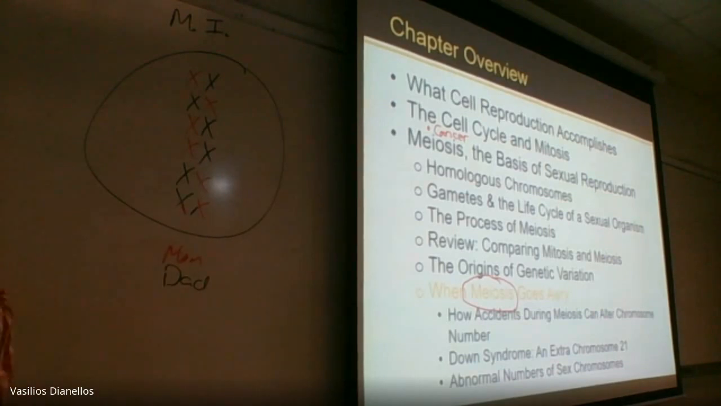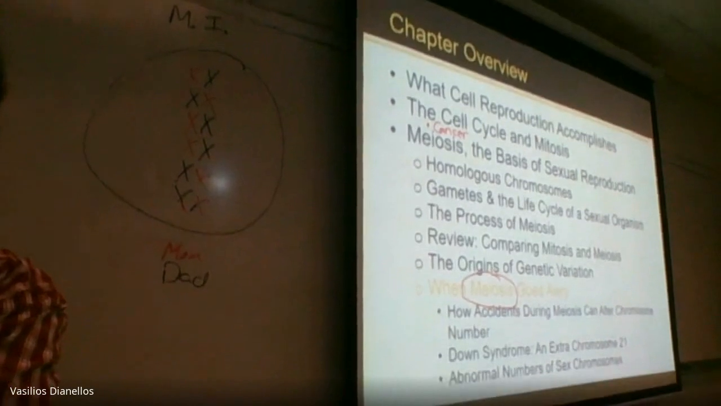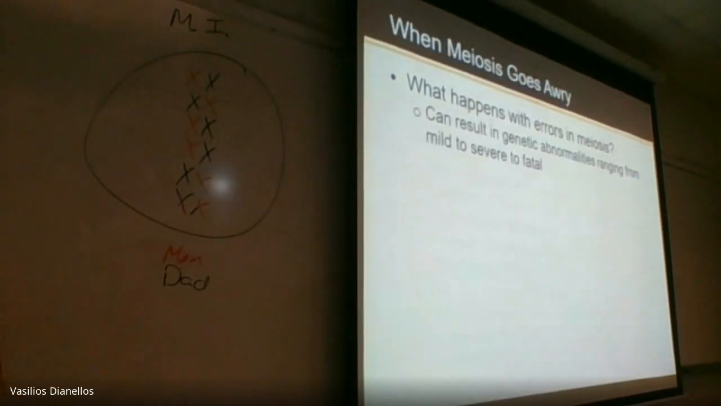let's talk about what happens when meiosis goes wrong, because that's what we just finished talking about, meiosis. What happens with errors in meiosis? Your book points out that it can result in genetic abnormalities, obviously, because if you mess up your chromosomes, you're going to have genetic abnormalities. They could be very small. They could be very large. So they could basically range from mild to severe to fatal.